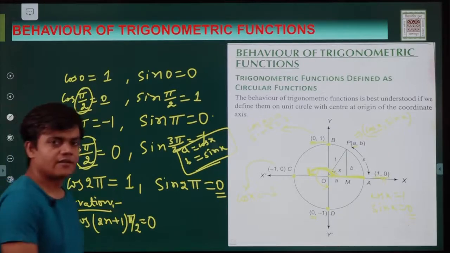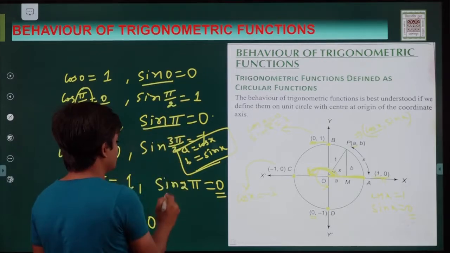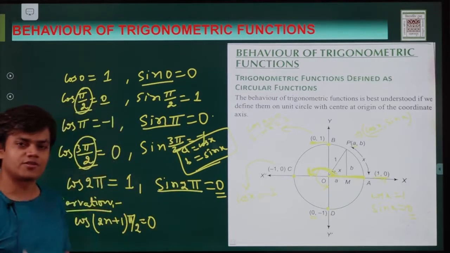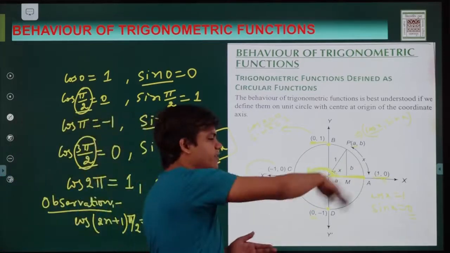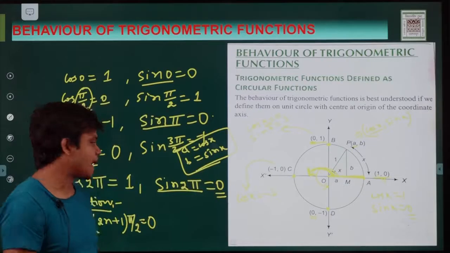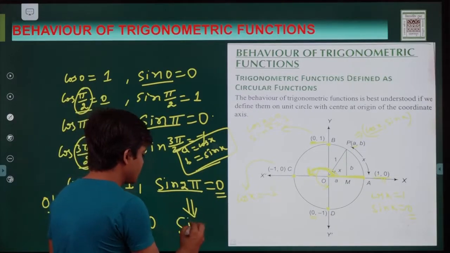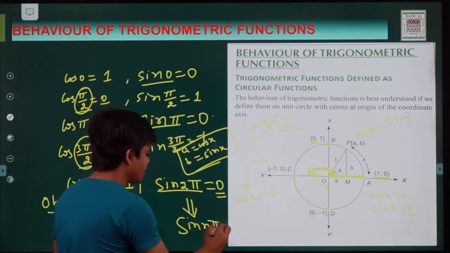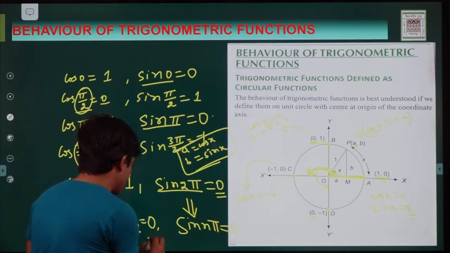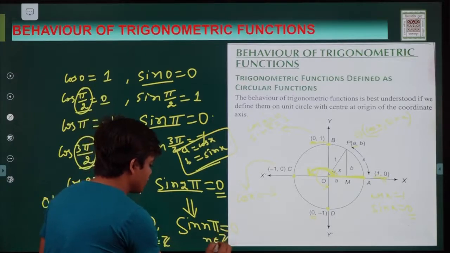And similarly, for sine, what can we say? Sine 0 is 0, sine pi is 0, sine 2 pi is 0, sine 3 pi is 0. And when there will be many revolutions, then certainly we will get many multiples of pi. But in each case, what can we say? Certainly, sine n pi is equal to 0, where for both the cases n belongs to integers.